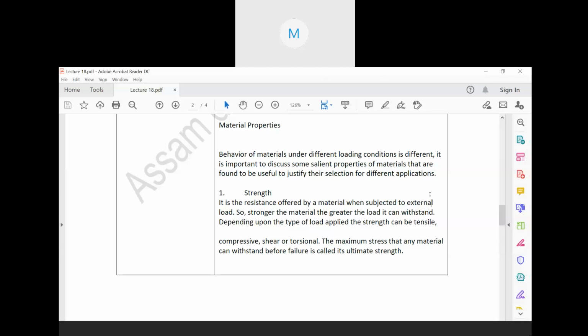Now, what is actually strength of the material? It is the resistance offered by a material when subjected to external load. Suppose you are pulling some material, and eventually that material will resist being pulled or being distorted, right? So that property of the material is known as its strength.